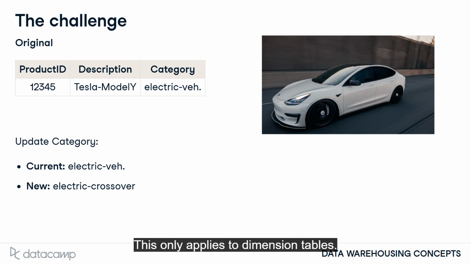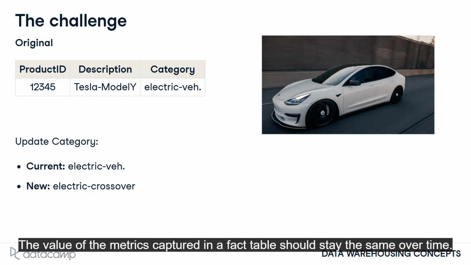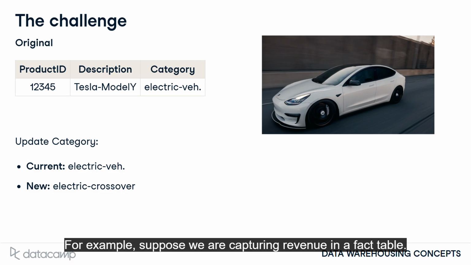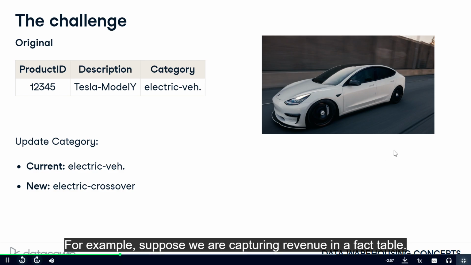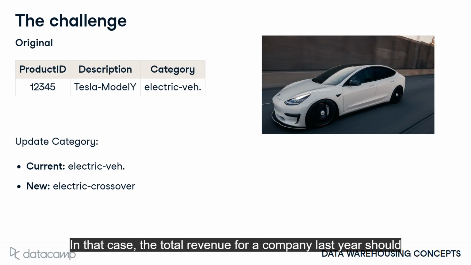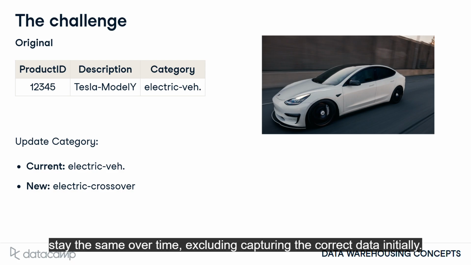This only applies to dimension tables. The values of the metrics captured in a fact table should stay the same over time. For example, suppose we are capturing revenue in a fact table. In that case, the total revenue for a company last year should stay the same over time, excluding capturing the correct data initially.